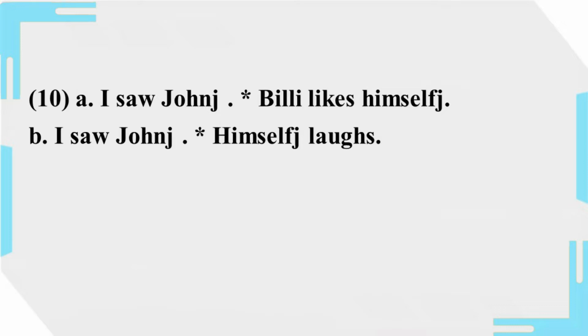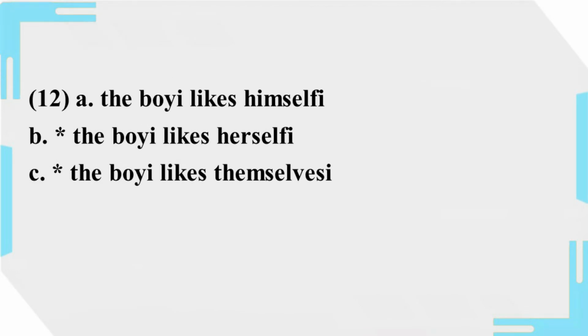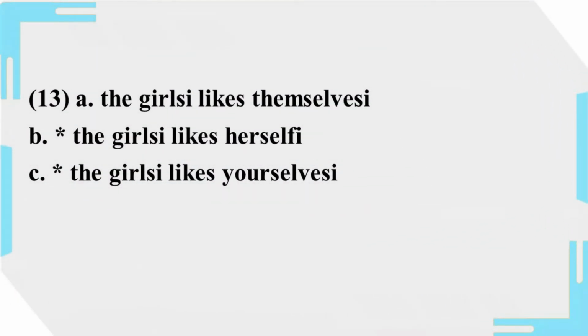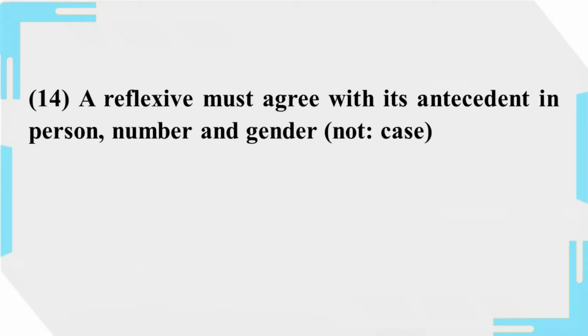Another basic point is illustrated by these examples. The boy likes himself. The boy likes herself. The boy likes themselves. The girls likes themselves. The girls likes herself. The girls likes yourselves. The point here is a reflexive must agree with its antecedent in person, number, and gender, not case.